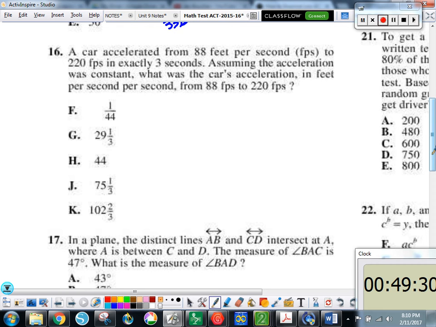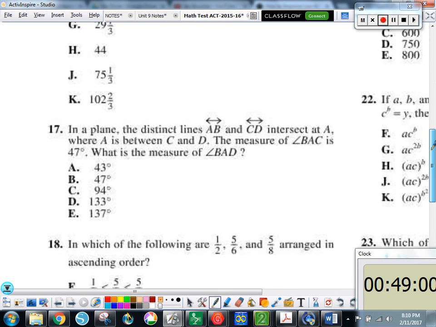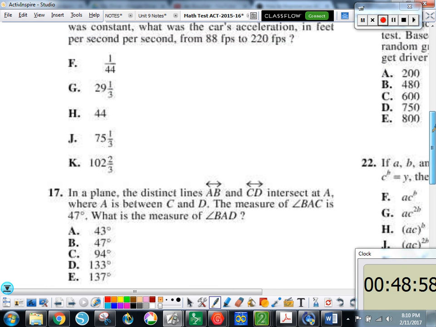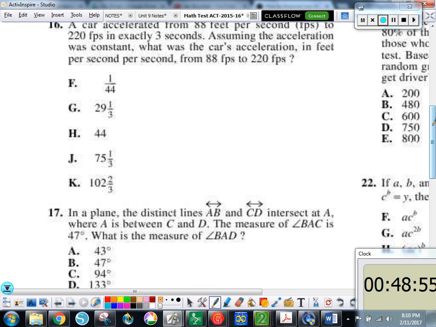Clearly I don't have time to finish this, but hopefully you can take it home and look at it if you want. The car accelerated from 88 feet per second to 22 feet per second in exactly 3 seconds. Assuming the acceleration was constant, what was the car's acceleration in feet per second? Ooh, this is definitely a skip. Sorry, I'll look into it in a second, but number 17, try that one. Whenever we don't finish the homework assignment, please finish it. I would skip this one completely.